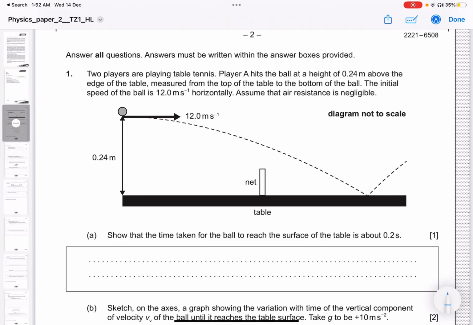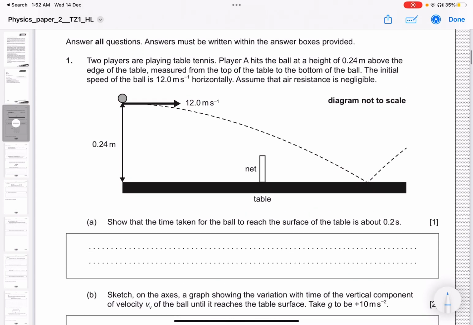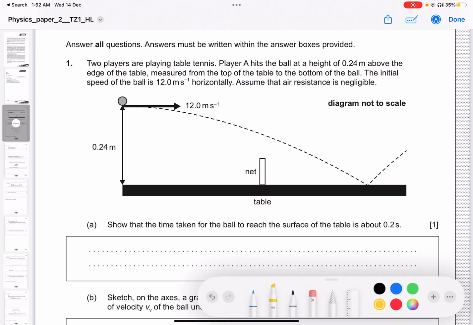Okay, hello guys. I'll be solving Physics Paper 2 TZ1 HL 2021 May series. So let's get started with the first question.